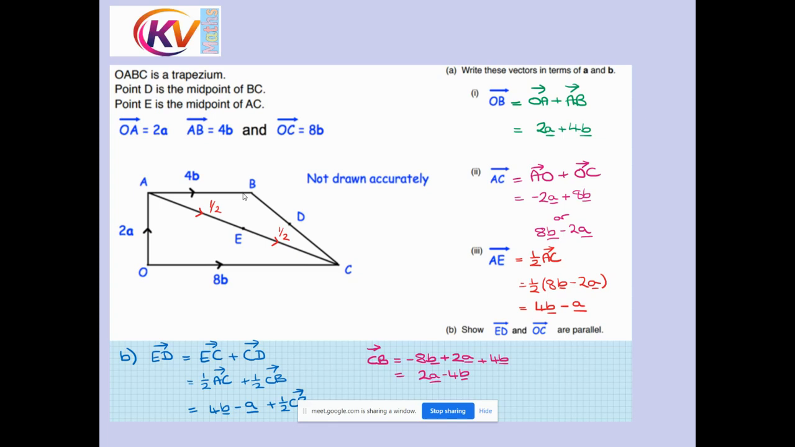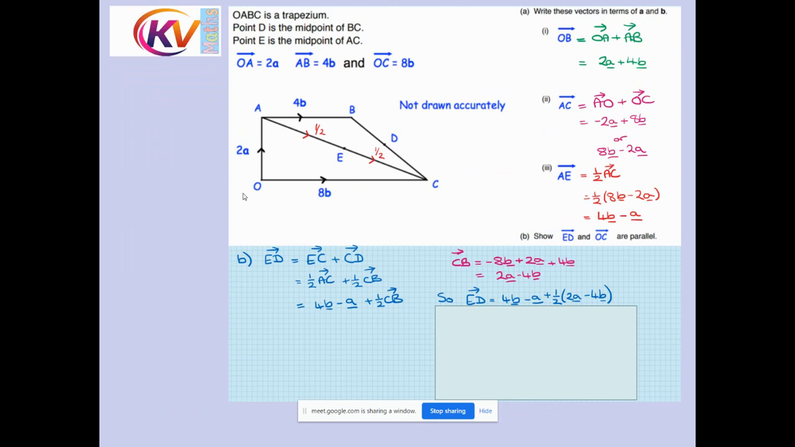Okay, so at this point I want to put that in to help me out working the next bit. So back to doing ED. I know it's my 4b take away a, and then I know it's half of what I've just worked out here, so half of CB. Then I can expand that bracket, giving me 4b minus a plus a half of 2a, which gives me a, and a half of negative 4b gives me negative 2b.